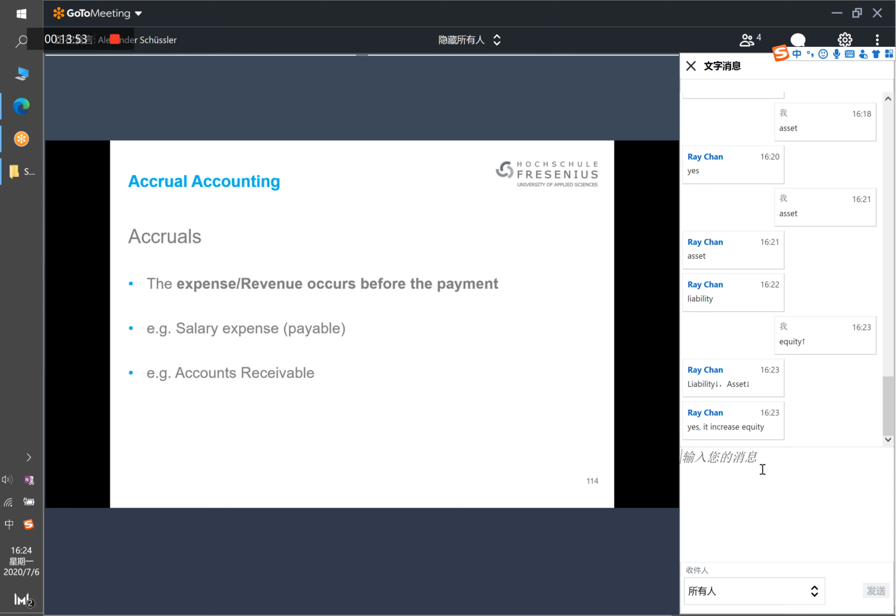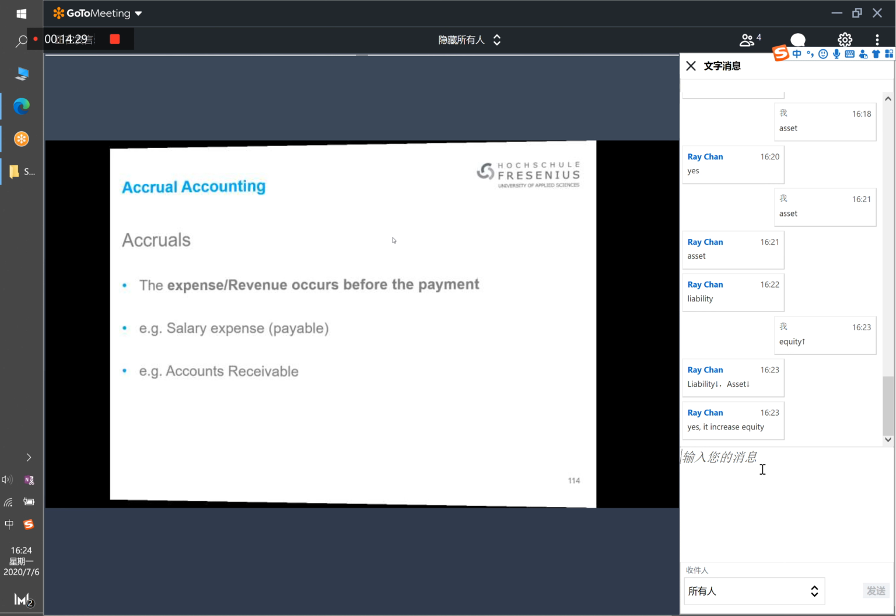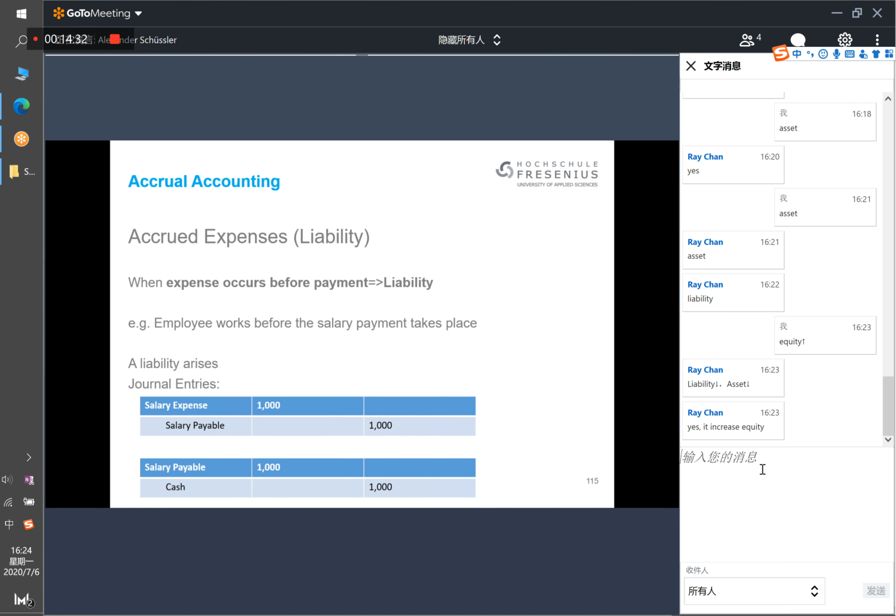Accruals are when the expense or revenue occurs before the payment. In the case of salary expenses, you record the expense and you later pay for the expense. Accounts receivable, you record the revenue and the customer later pays. So here we have our related journal entry.